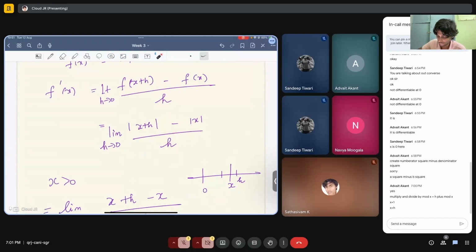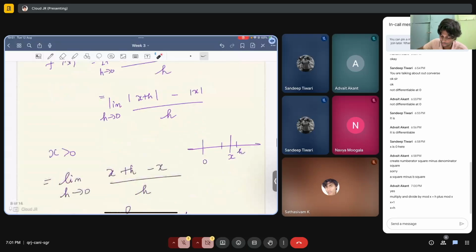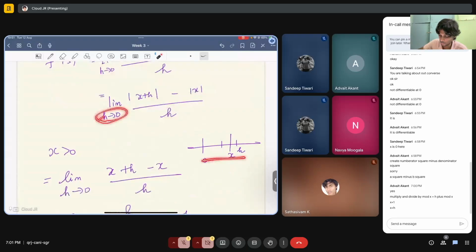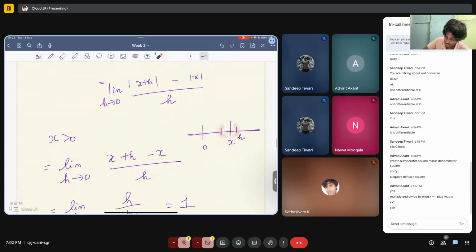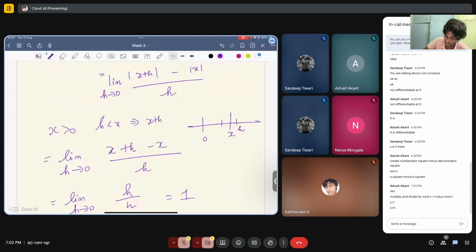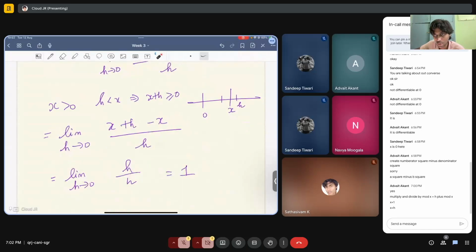But of course, I'm just estimating it, because h is going to 0. That means I can choose whatever h I want, because I can choose the delta. Delta is in my hand, right? Because of that, I'm choosing h less than x. Whenever h is less than x, this implies x plus h is always positive. So for those cases, I can directly proceed. You might do it with other ways as well.